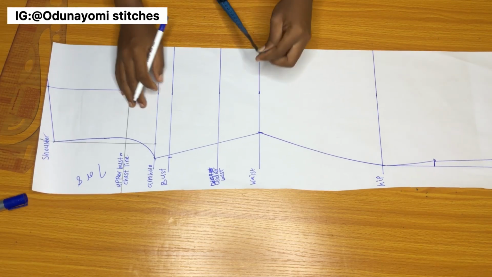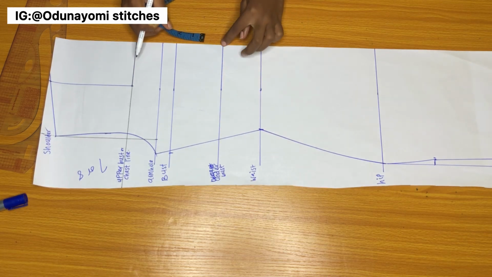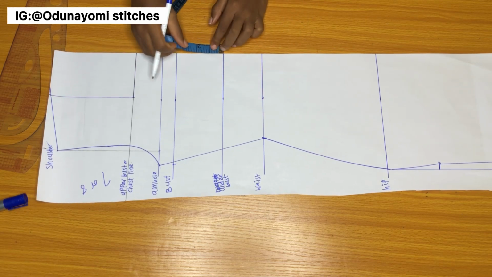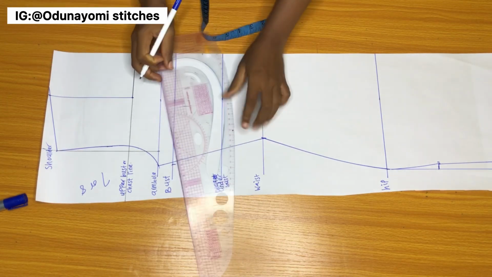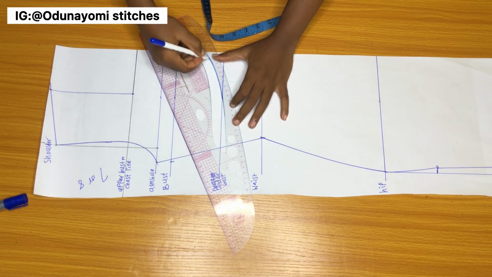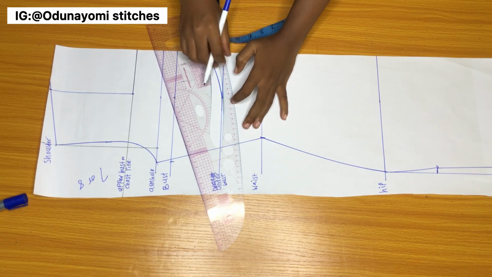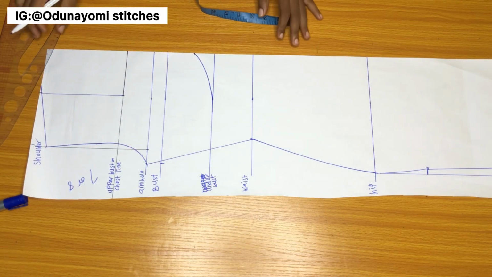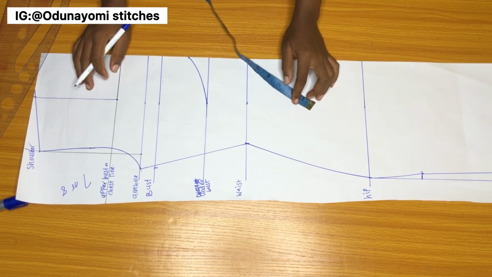So now after we are done, the next thing is, on the underbust line, this is the underbust line, you can go up by about 1 to 1.5 inches. So I went up by 1.5 inches. Then I will just be connecting it like this, just towards this line. So just leave this. This is the shape we have at the underbust line.